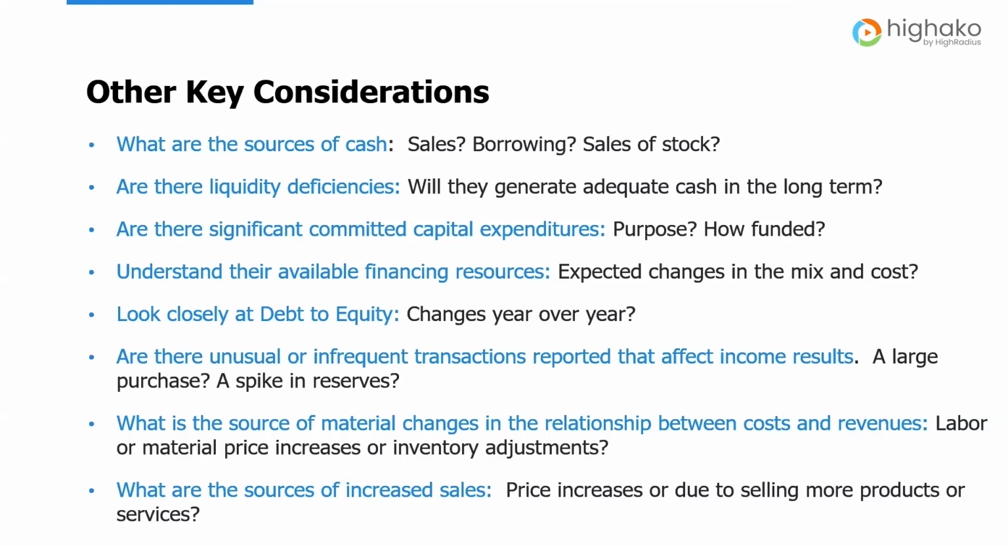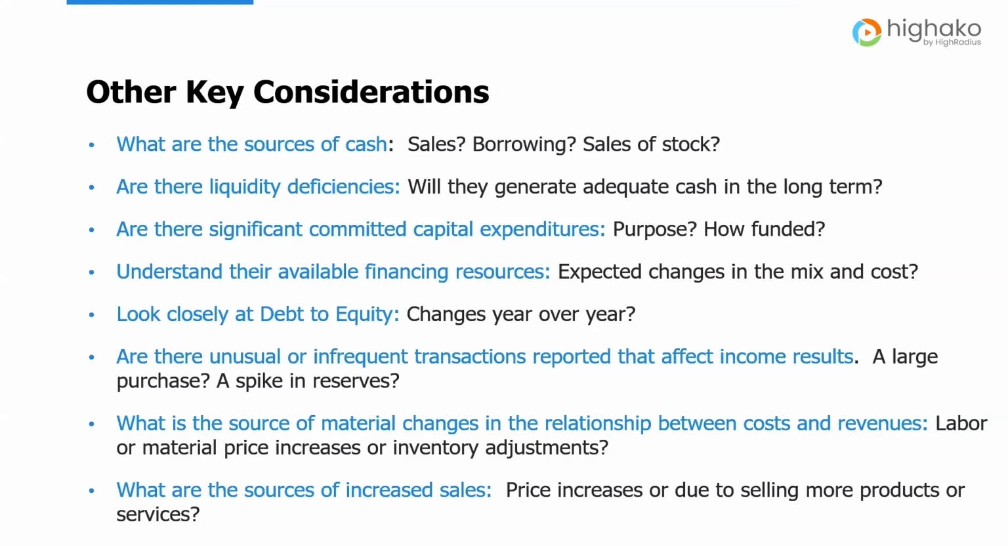Look closely at their debt to equity over time. Is it going up? Is it going down? Is there a concern raised by an increase in debt to equity? Are there unusual or infrequent transactions that are not in the normal course of business that are reported that affect the income results? Was it a large purchase? Do they have some differences in the reserves that you need to understand a little bit better?